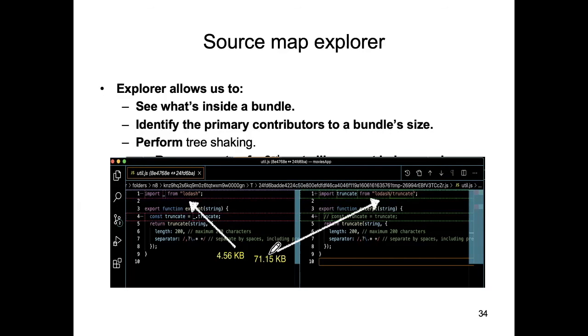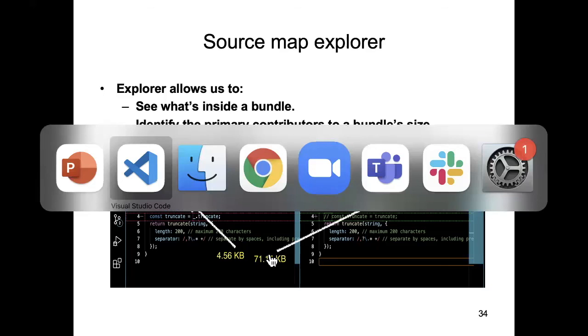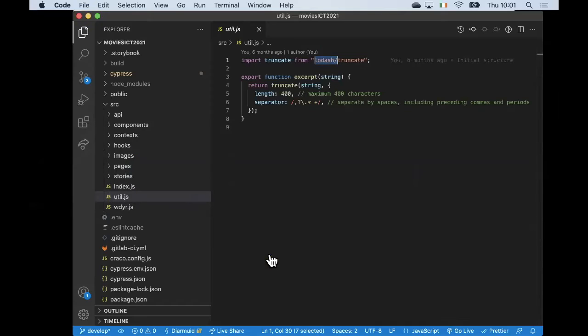But for our particular movies app, there's only one function within that module that we're using, and it is the truncate function. That's the only part that we need. So is it possible for us to, rather than importing the entire Lodash module, just import the part that we need? And it turns out that the way Lodash is implemented, we can do that. And this is how we're doing it here.